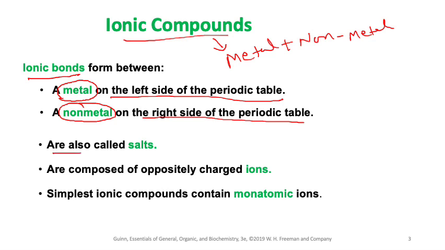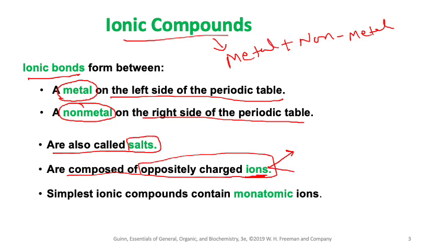So ionic compounds, sometimes also called a salt, are composed of oppositely charged ions. We know what oppositely means, but what is meant by ions? Ions are charged species. There are two kinds of ions that we're going to talk about. The first one is a positive charge, and the second one is a negative charge.